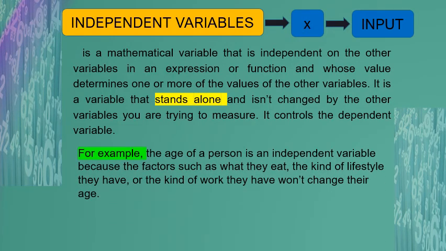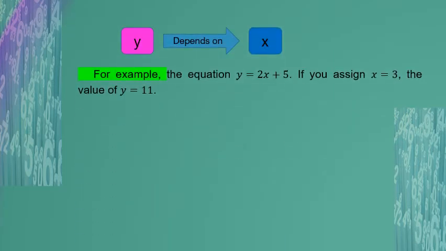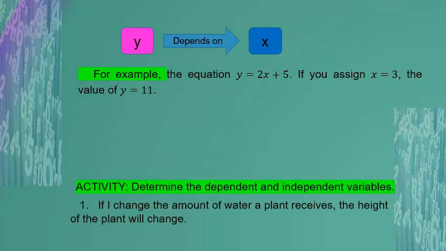For example, the age of a person is an independent variable because factors such as what they eat, the kind of lifestyle they have, or the kind of work they have won't change their age. y depends on x. For example, the equation y equals x plus 5. If you assign x equals 3, the value of y equals 11.